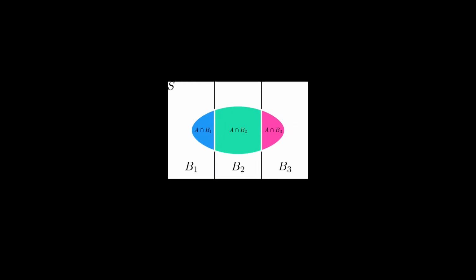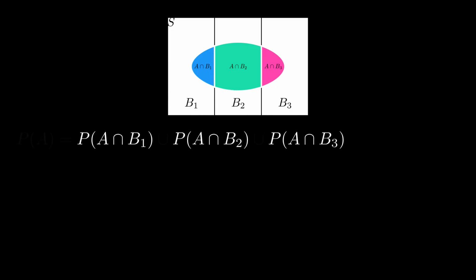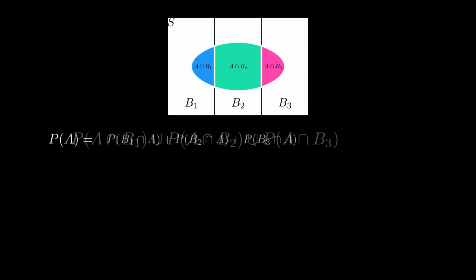Because the union of these three intersections is equal to the event A, we can write the probability of event A as the union of all three intersections. If you recall the second axiom of probability, which we discussed in earlier videos, the probability of the union of mutually exclusive events is the sum of the probabilities of each event.